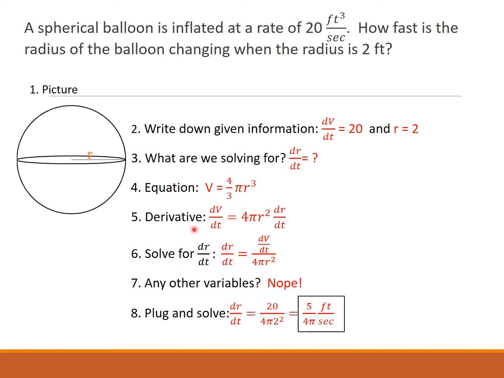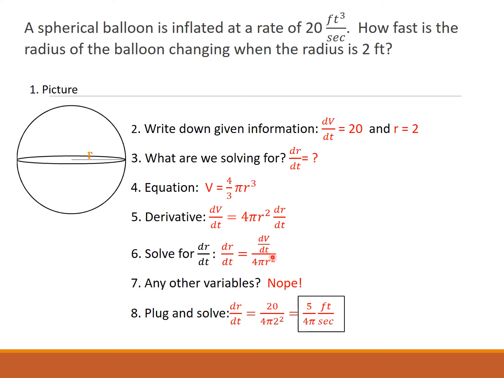Now, we want to solve for what we said in 3. We want to solve for what we're looking for, right? They want how fast the radius of the balloon is changing, so we're going to say dr/dt. So we're going to solve for dr/dt, which is simply dividing out by this 4 pi r squared. So dr/dt is equal to dV/dt over 4 pi r squared. And then we're going to say, hey, do we have any more variables?